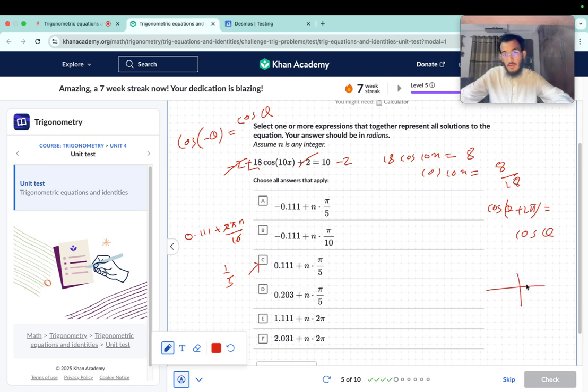So we have a value of positive, and here's our answer.